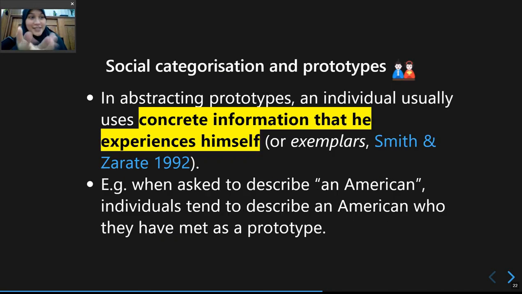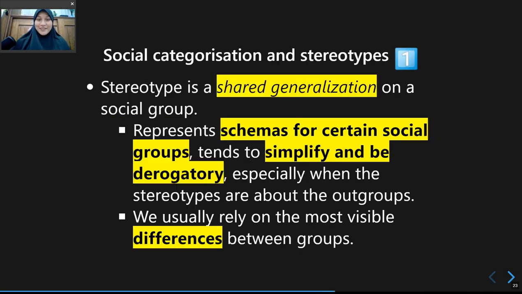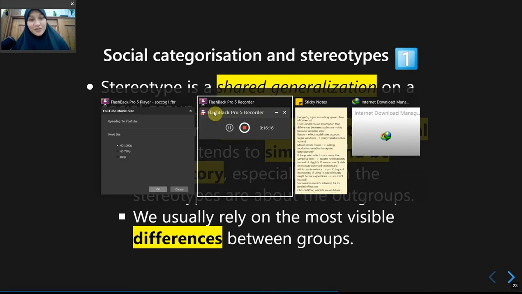And this would also entice the idea of stereotypes. So we're going to talk about stereotypes after this. And this is also very interesting because stereotypes could be one topic that often incites the curiosity of many, many social psychologists. So in the next part, I'm going to talk about stereotypes. So this is the end of the second part of this lecture.